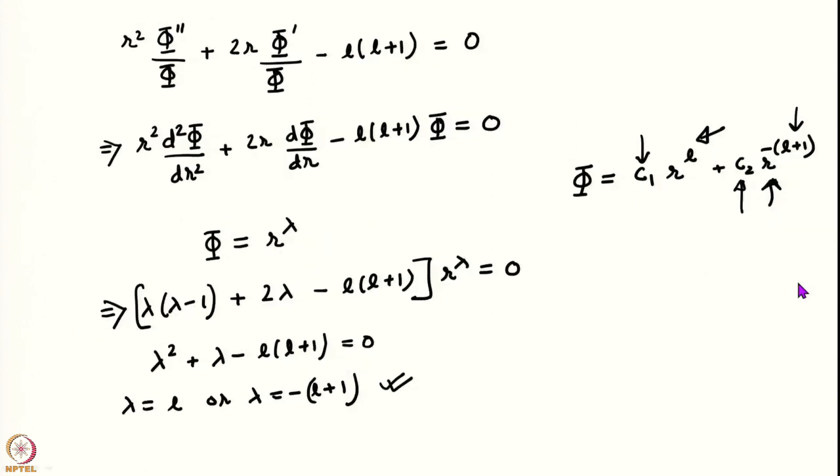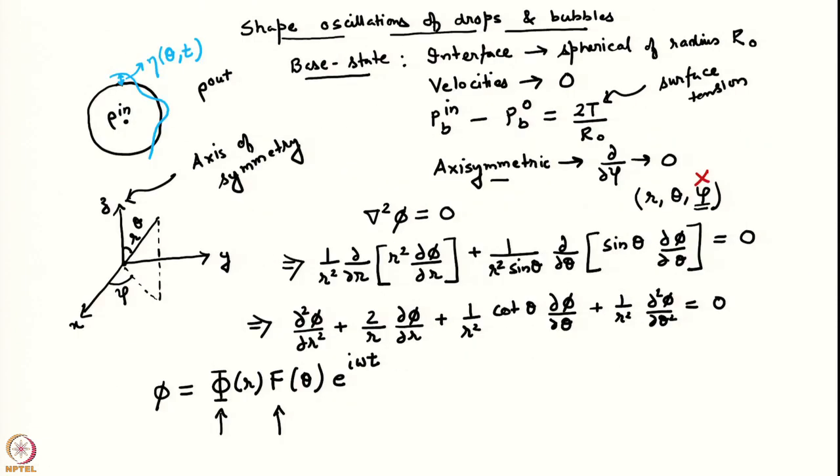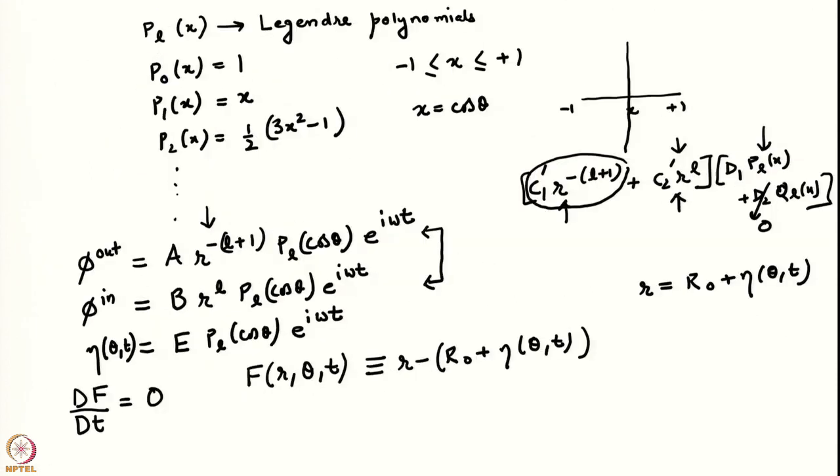Recall the picture that we had drawn earlier. Any point on the interface is given by r equal to the unperturbed radius plus some eta. So by definition, F is 0 at the perturbed surface. This is the kinematic boundary condition, and we have to take the total derivative of F and equate it to 0.